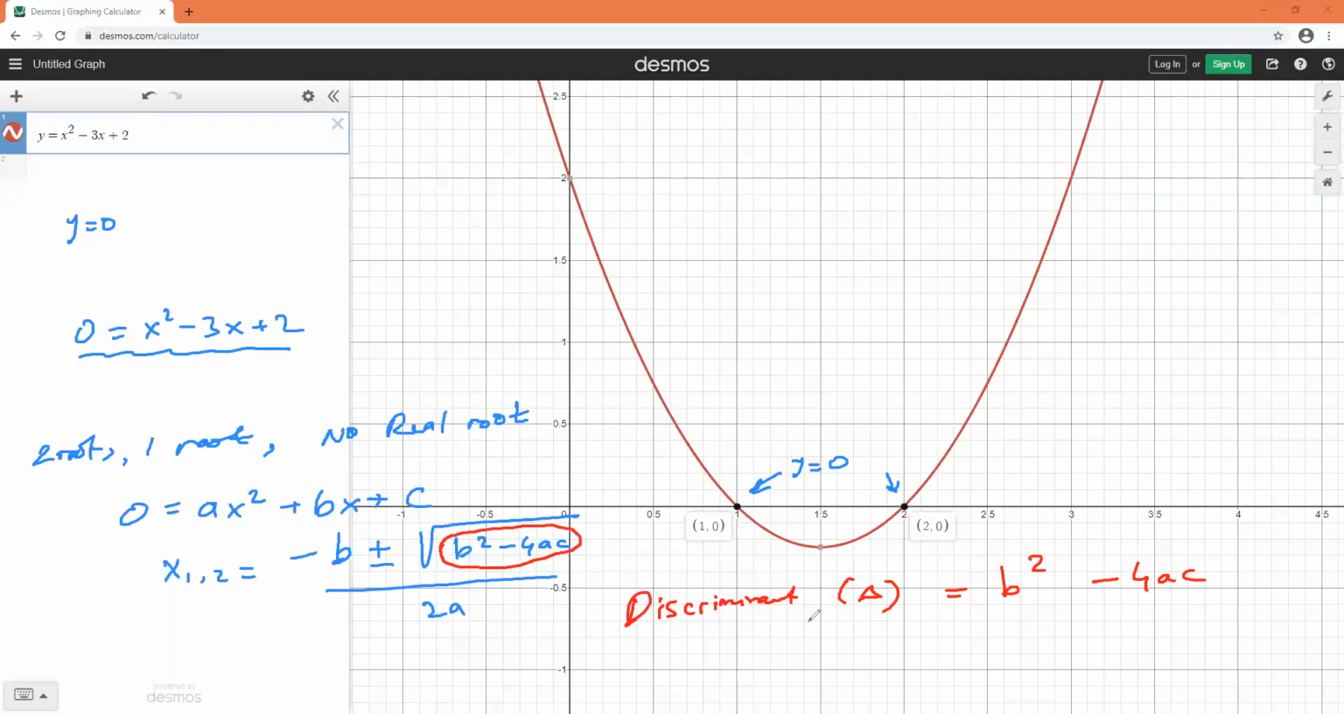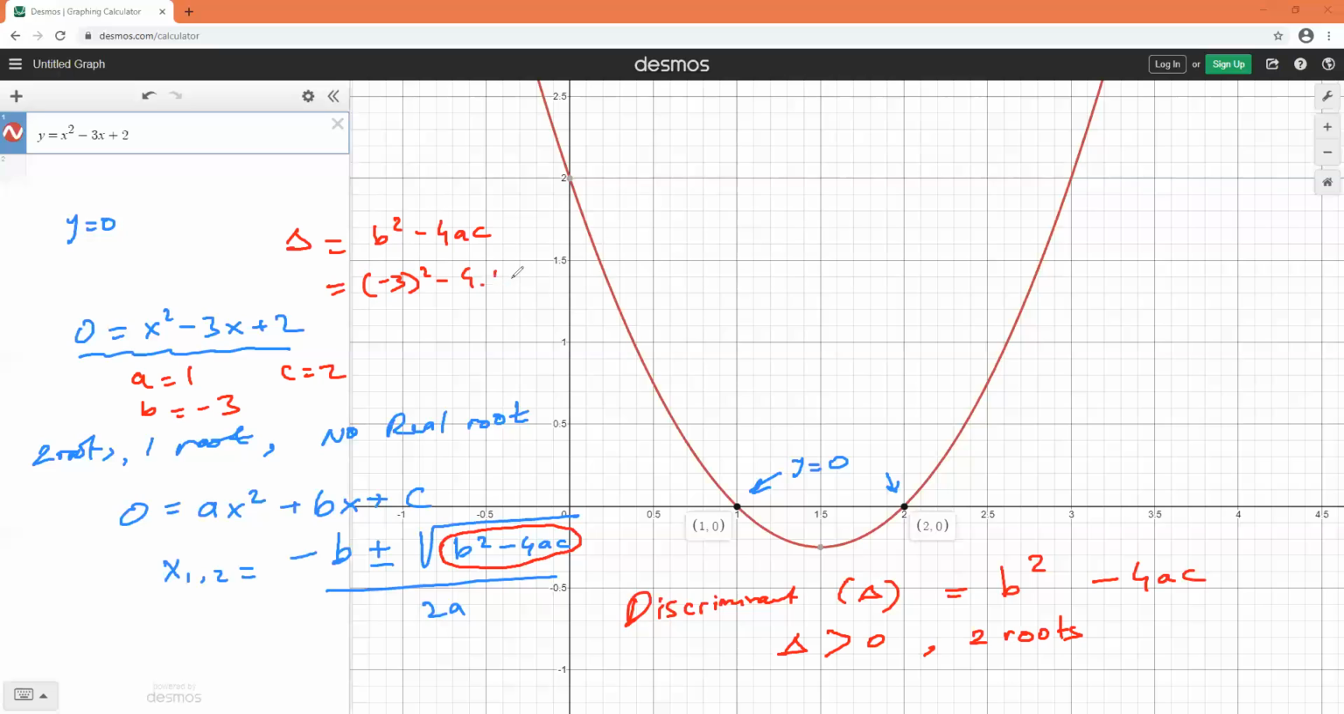Basically, when the value of the discriminant is larger than 0, you will get 2 roots. So this is like what we have here. When you are doing this quadratic equation, you remember that the value of a equals 1, the value of b equals minus 3, and the value of c equals 2. Try to get the discriminant: b squared minus 4ac gives minus 3 squared, minus 4 times 1 times 2, where we get the number 1, which is larger than 0. So in that case, you will get 2 roots.